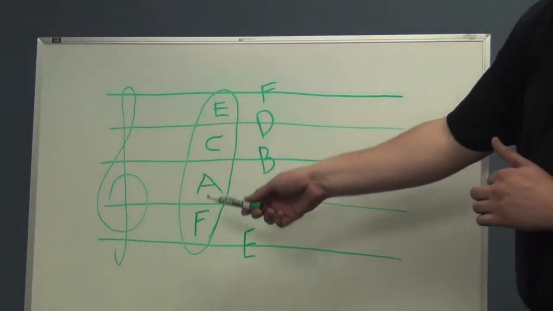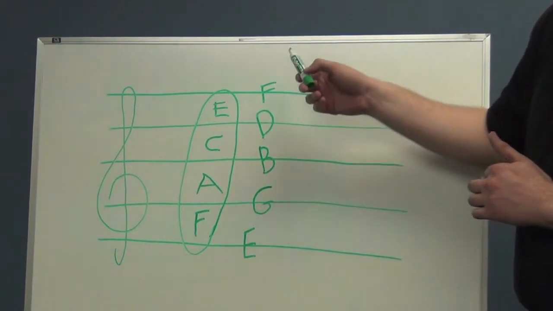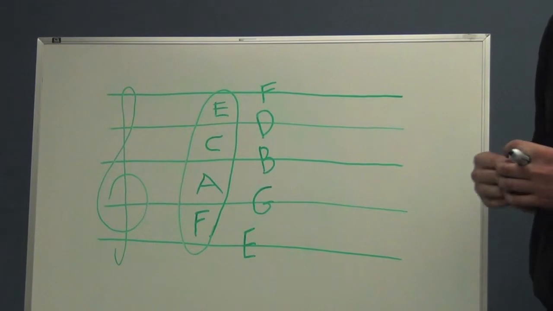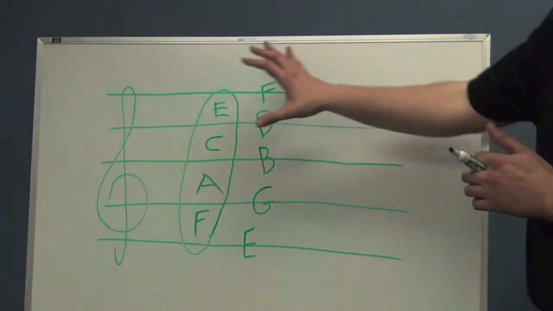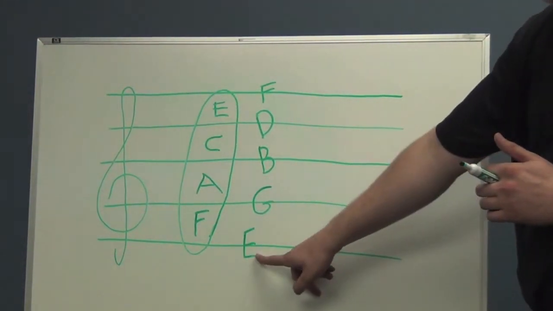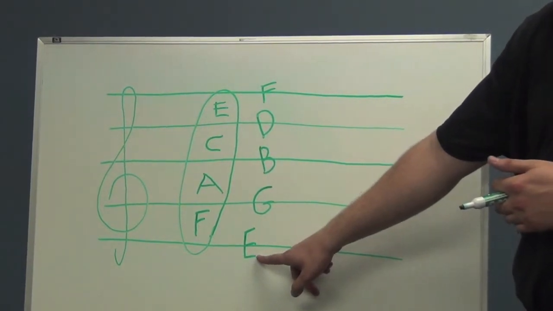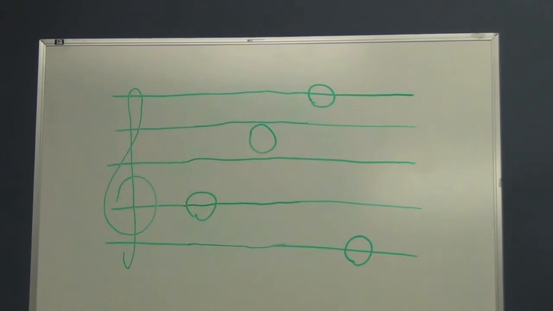So using FACE and EGBDF, or every good bird does fly, you're going to pick one of your favorite sayings for the lines just to help you. But this never ever changes. So if there's a note here on the bottom line, it will always be an E when you're reading in the treble clef. Let's go ahead and practice reading these notes here that I've drawn on the staff.